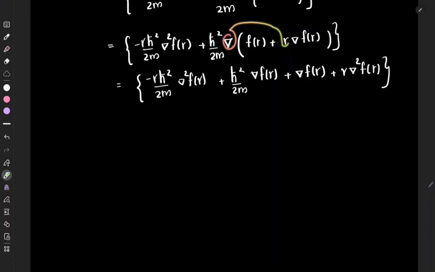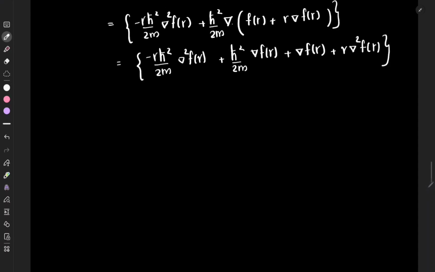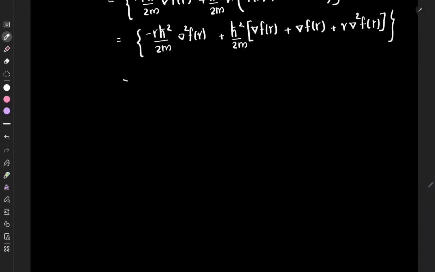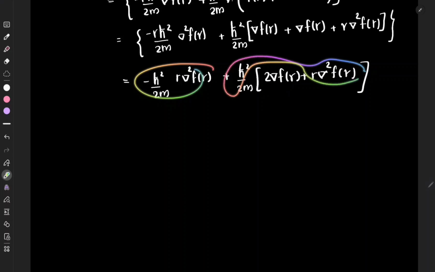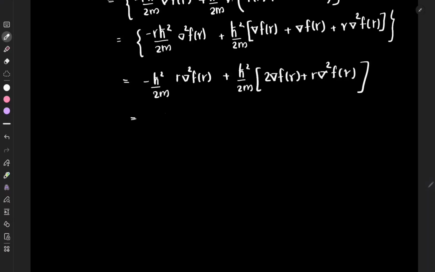Del r is equal to 1 dot del f r, so del f r. Now del into del f of r is nothing but del square f of r, and then the r and r is constant, so you'll bring it like this, you will get like this. Okay, fine. Now this can be written like this. This term and this term get cancelled because one is plus and one is minus, so you will finally get only the term h cross square by m del f of r.